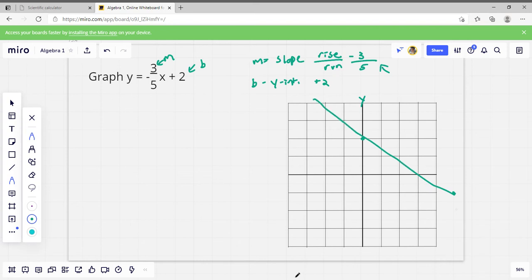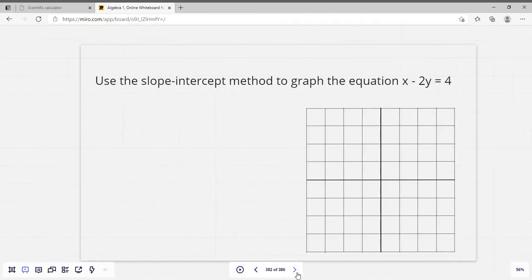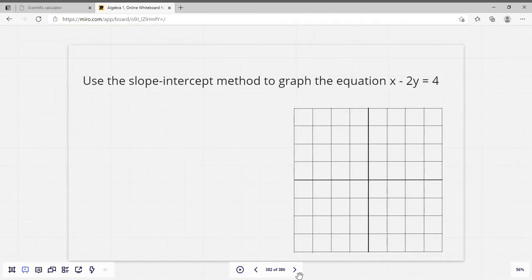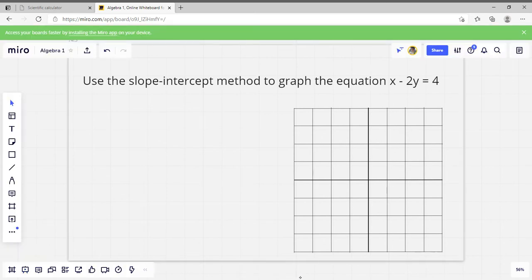So our line would look like that. All right, let's try another one. This one says x minus 2y equals 4. Now I need this to be in regular form, which is y equals mx plus b. So I'm going to have to rearrange this equation.